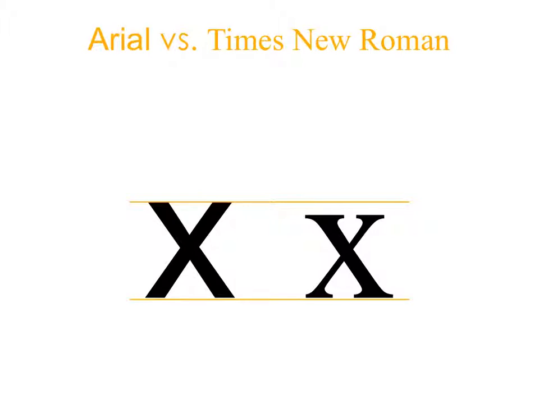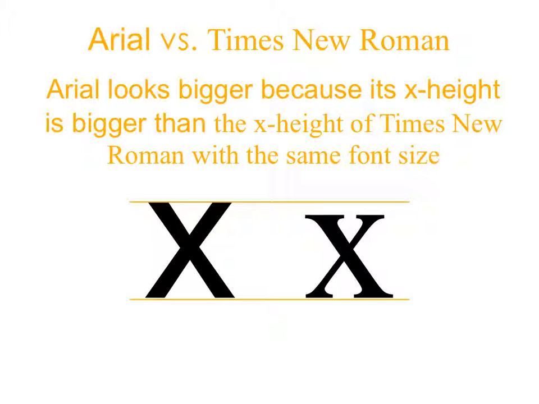If you look, Arial is on the left and Times New Roman is on the right. And clearly, Arial on the left looks bigger than Times New Roman. Basically, Arial looks bigger because its X height is bigger than the X height of Times New Roman with the same font size. So if this is important to you, that the letters are big so that people can see easily, then I would advise you to compare different font styles to decide which one works better for you.